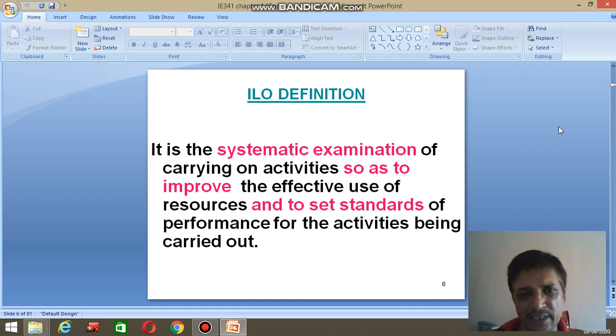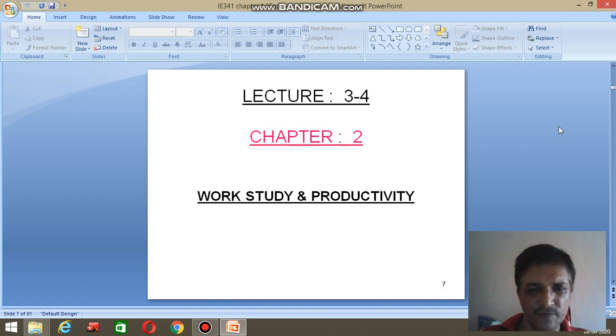The International Labour Organization defines work study as the systematic examination of carrying out activities so as to improve the effective use of resources and to set the standards of performance for the activities being carried out. So it is a systematic examination of carrying out a bunch of activities for improving the task, whatever we are doing on a flow.